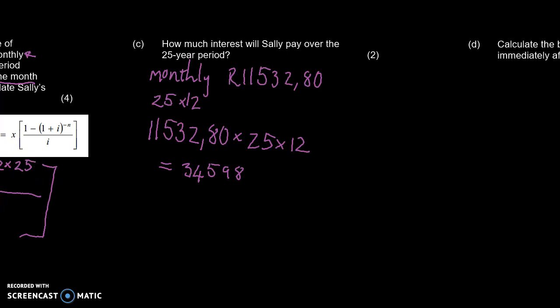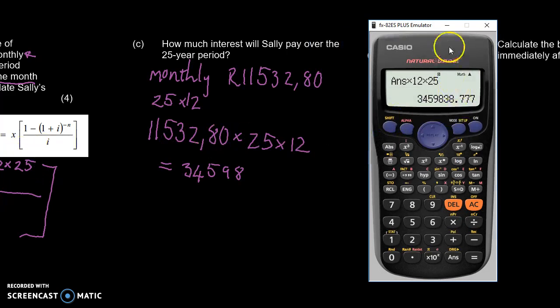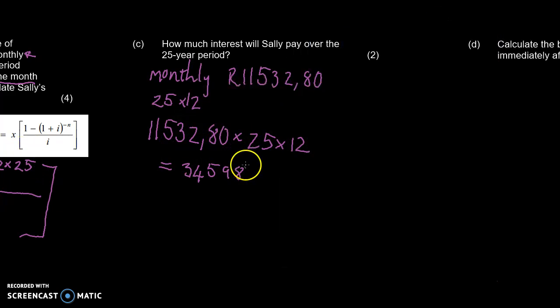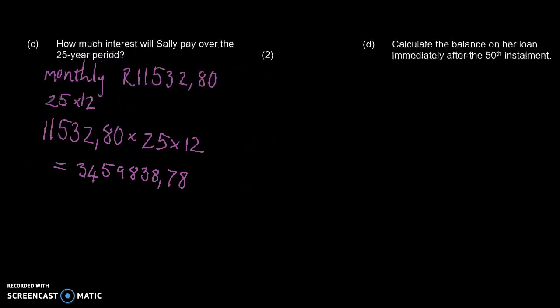34598. What was it? 9838,77. 9838, it's going to be 78 when rounded off. There we go. Now if I'd done the rounded off amount, my answer would have been slightly different, but at least this is more accurate. In terms of mark allocations, it's basically 1 for the calculation and 1 for the answer.